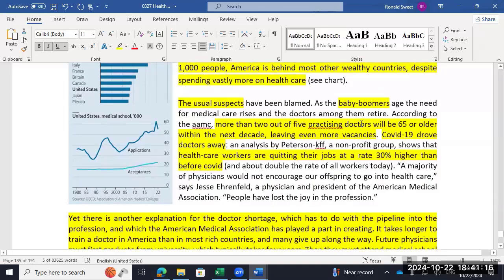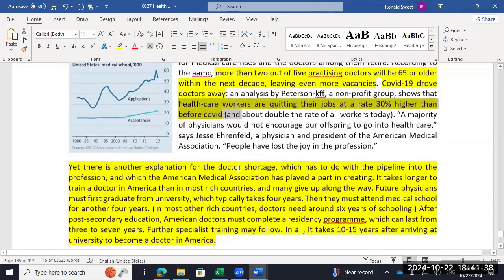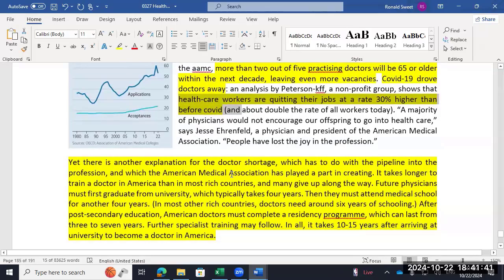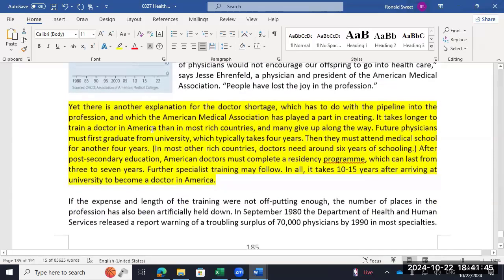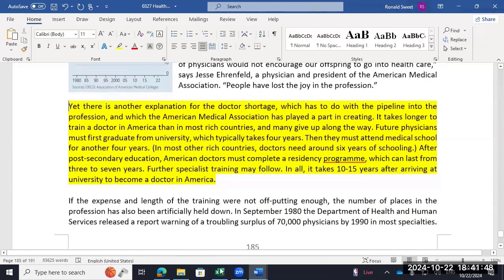Baby boomers, more than 2 out of 5 practicing doctors will be 65 or older within the next decade. COVID, there were a lot of people for whom COVID was just like war, for these poor doctors and nurses and nurse practitioners and physician practitioners. They just got out of the business. So even the problem was a problem in 2019, but after COVID, it's just gotten much worse. The other part of this is the pipeline.